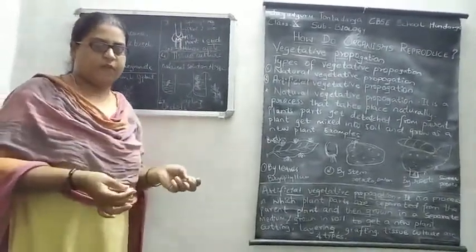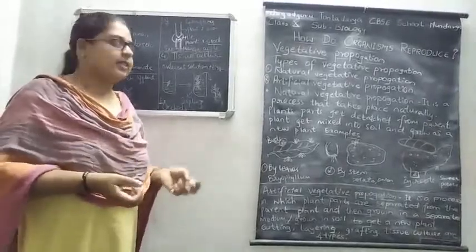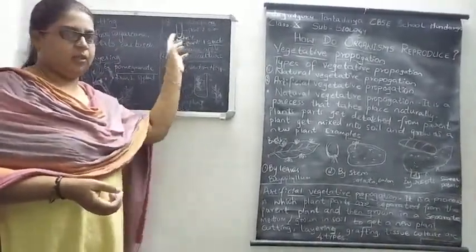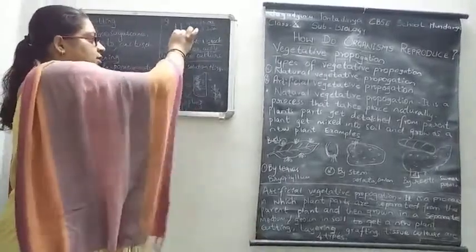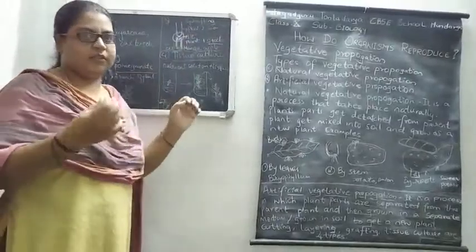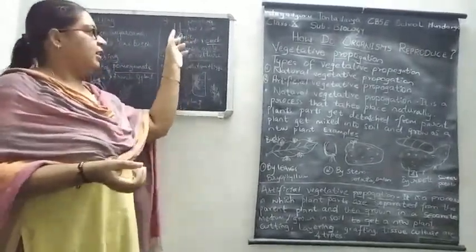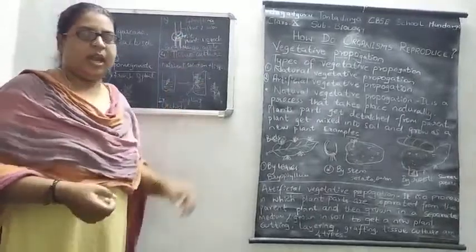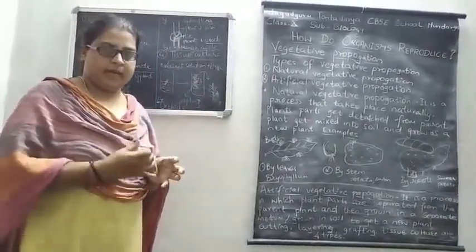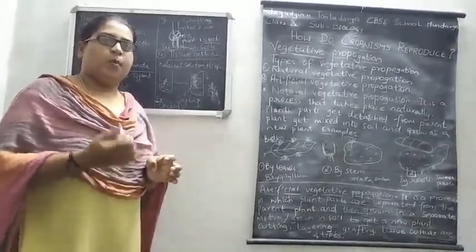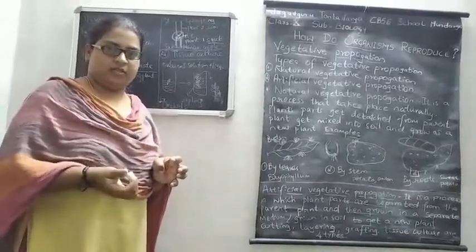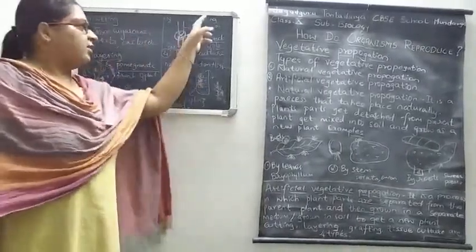After some days, what happens? These two stems will get mixed. They will grow. The cells present in this stem will divide, and the cells of this stem will divide, and they both will grow together. They will form a plant which will yield more mangoes, which are sweet in taste. So like this, in grafting, what happens?